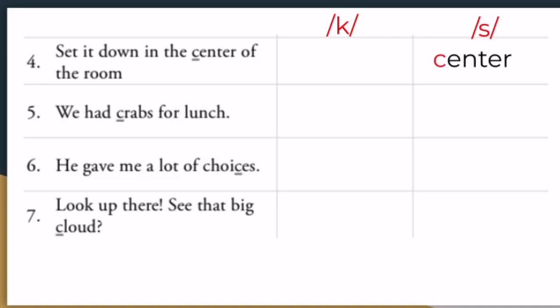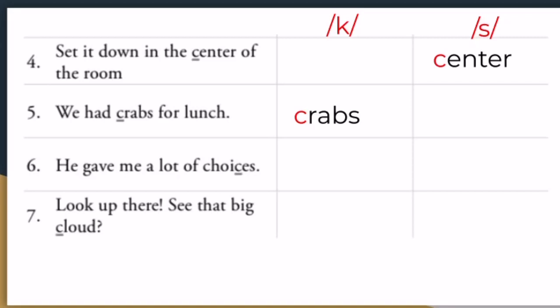Number 5, we had crabs for lunch. Does the C in crab sound like K or S? Right, it sounds like K.